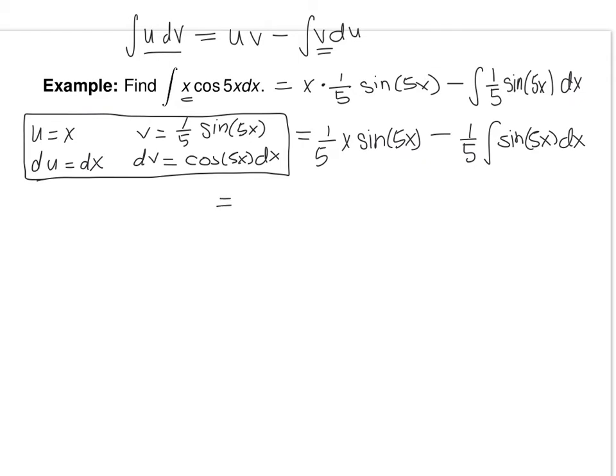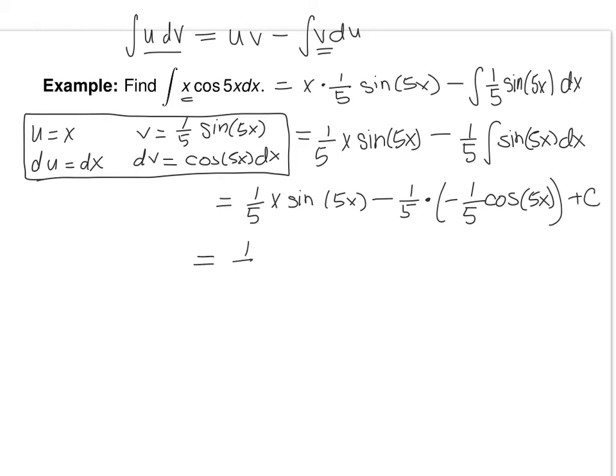So our final answer is 1/5 x sine of 5x minus 1/5 times the antiderivative of sine of 5x, which is negative 1/5 cosine of 5x, plus c. So your final answer is 1/5 x sine of 5x plus 1/25 cosine of 5x plus c.